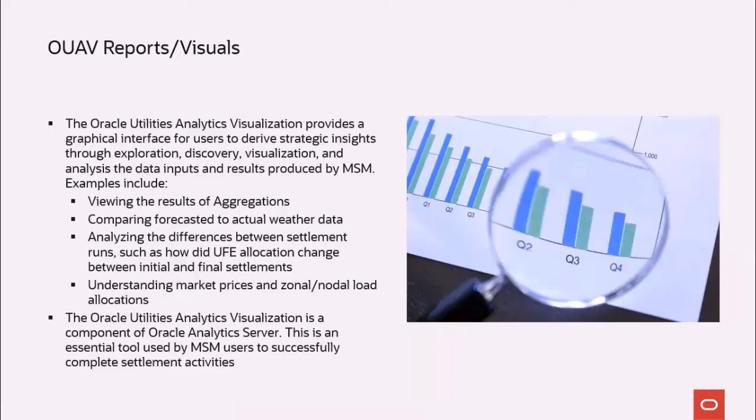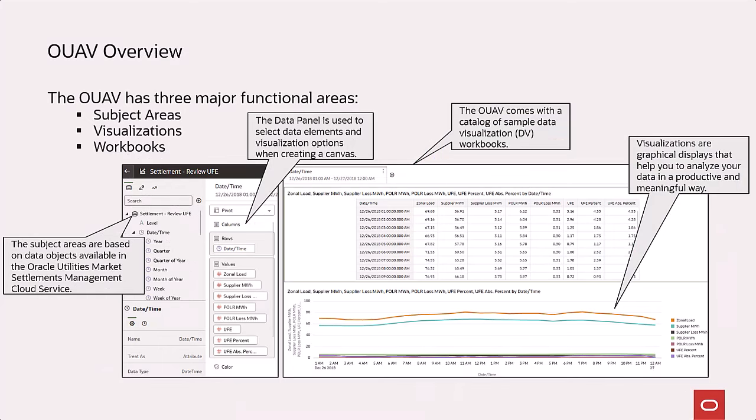The OUAV is a component of Oracle Analytics Server, and I can strongly say that this is really an essential tool for successful completion of settlement activities, where for each step you can see the results through OUAV only. So I'm not going into more detail on this because we have already seen that information in our settlement processes. So I'm just skipping. There are three major functional areas in the OUAV. One is the subject areas, where you can see the data objects available, on the left hand side. The visualizations, where you can see the graphical displays, and the workbooks.